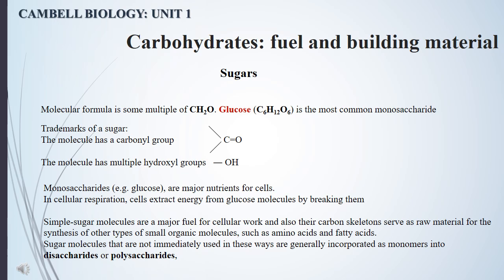One of the most basic units is glucose. It's C6H12O6. As you can see, it's a multiple of CH2O. And glucose is the most common monosaccharide, monosaccharide meaning a single molecule of sugar. And it is essential for the chemistry of life.